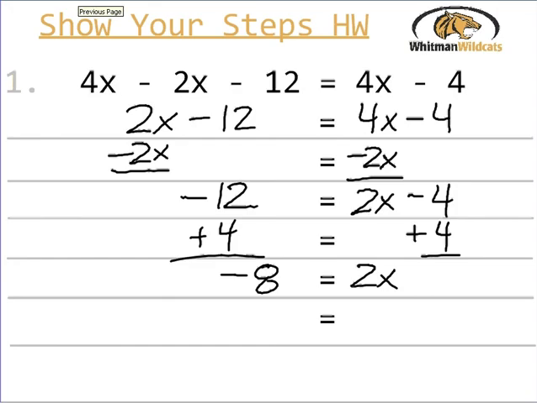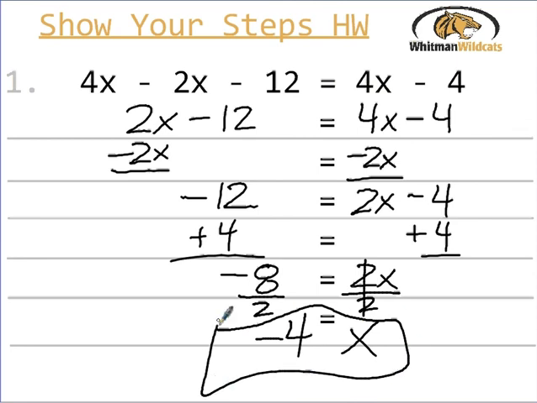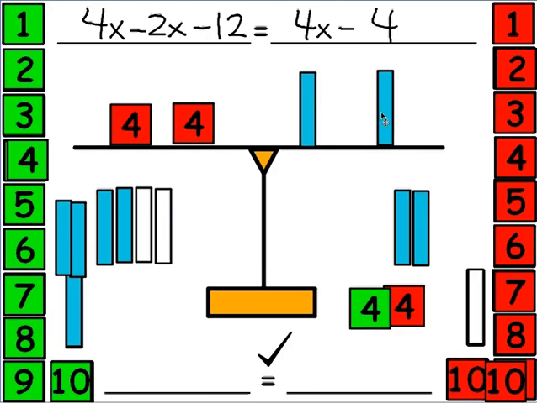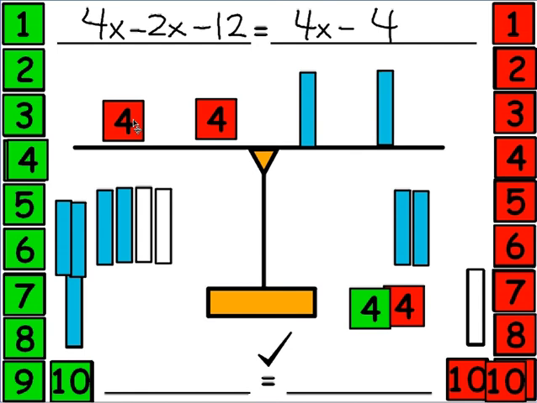2 times some number is equal to negative 8. In order to figure out what that number is, I need to divide both sides by positive 2. And 2 over 2, those things cancel each other out. So I have x is equal to negative 8 divided by 2, which means that x is equal to negative 4. So here's my answer: x is equal to negative 4. And when I go back to my board, we can see that I've got 2 blue pieces, and each one has to be equal to negative 4 for those things to balance out. I'm almost done. Now I have to go back and check my work.